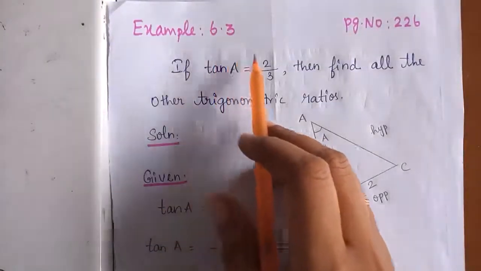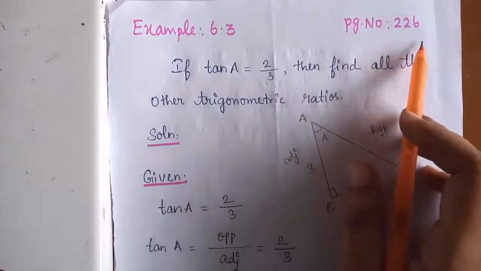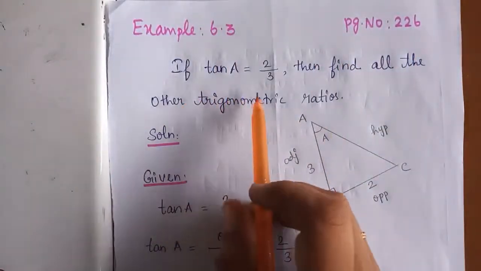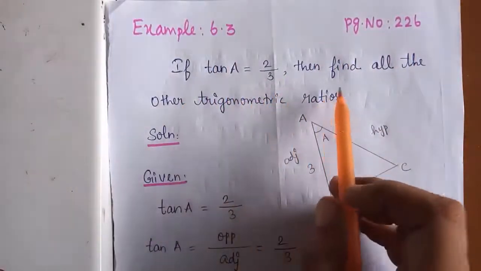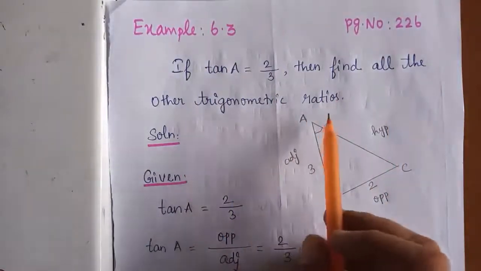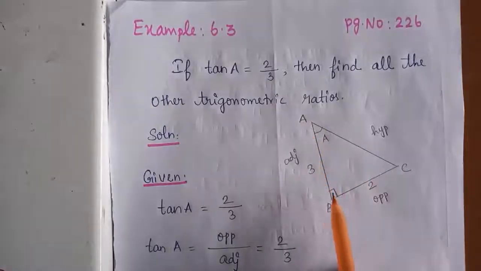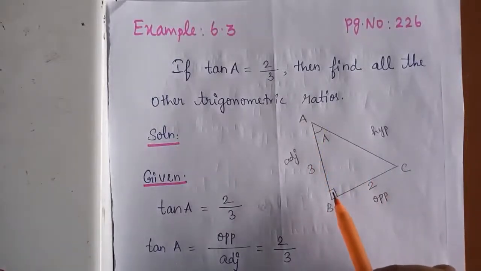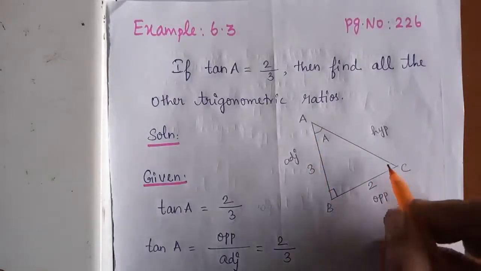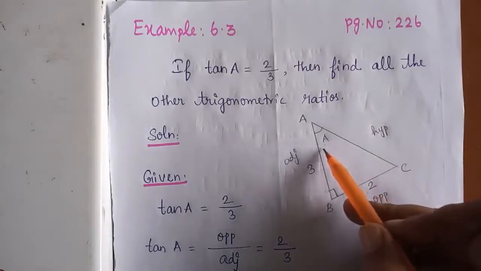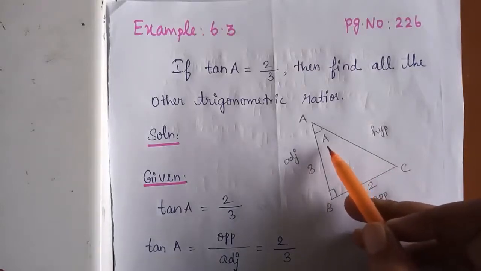Example 6.3, which belongs to page number 226. If tan A is equal to 2 by 3, then find all the other trigonometric ratios. So this is the given figure ABC, which is right angled at B. So this is your theta. So here theta is nothing but angle A.